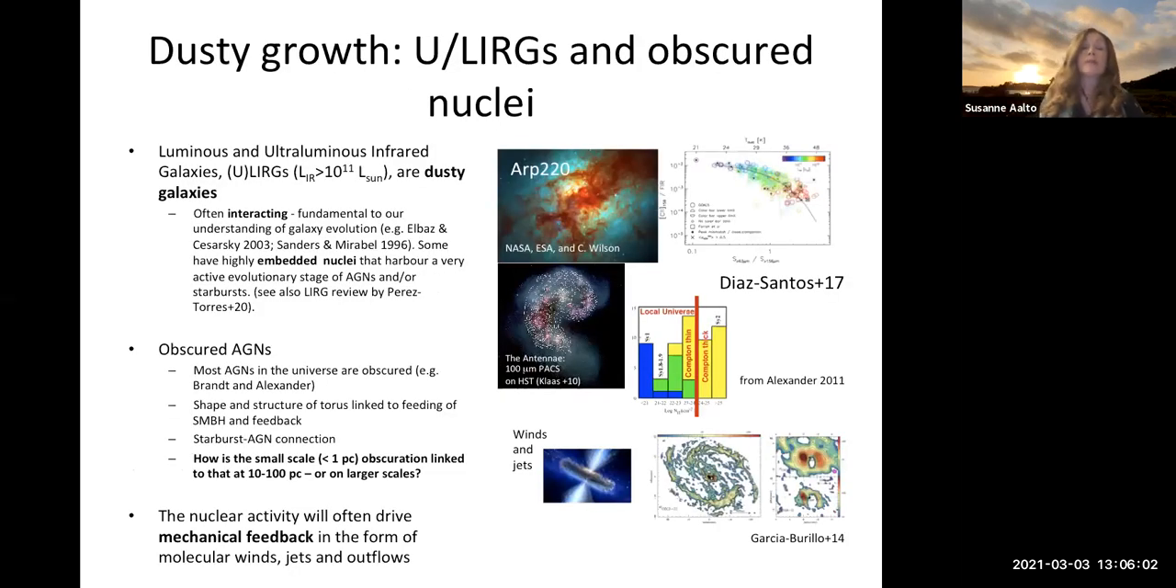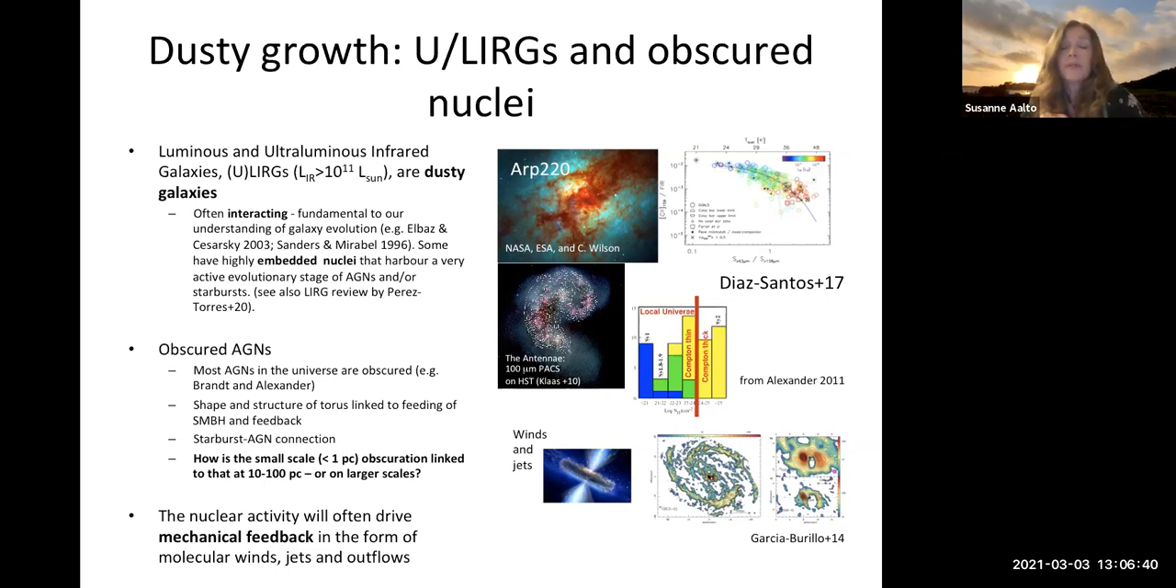So why do we care about dusty galaxies? Well, luminous and ultraluminous infrared galaxies are dusty objects. They're often interacting, and they're fundamental to our understanding of galaxy evolution because these objects hide some of the most active evolutionary phases of these galaxies, even at high redshift. We have a surprisingly large amount of dust even at high redshifts. So we need to study these dusty objects in order to understand this very important phase of galaxy evolution.